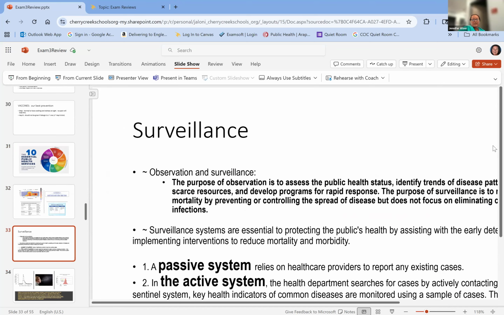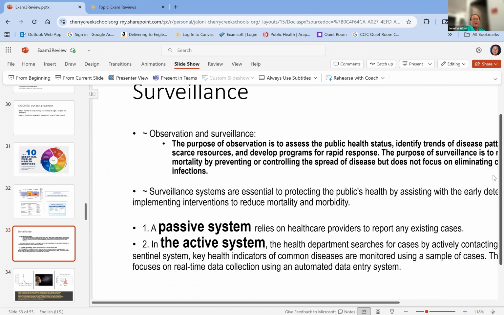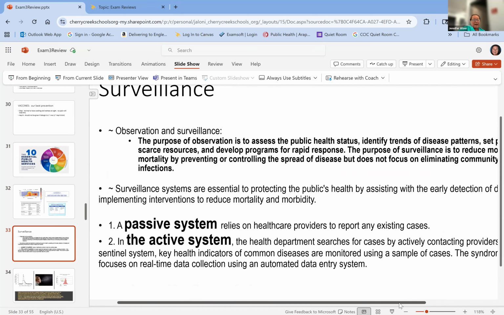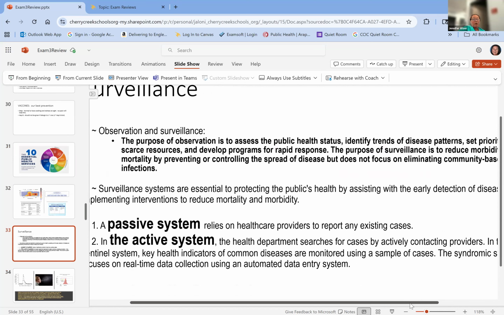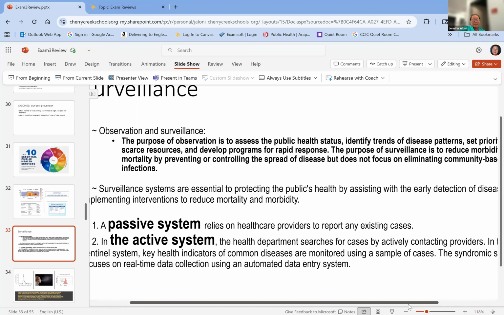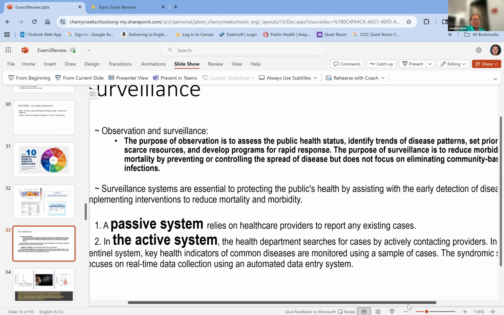Surveillance, we talked about this week. The purpose of observation is to assess the public health status of disease patterns. We're trying to see what's going on, set priorities, and develop programs to get a response. The purpose of surveillance is to reduce morbidity and mortality. We have 2 different surveillance systems that we use.